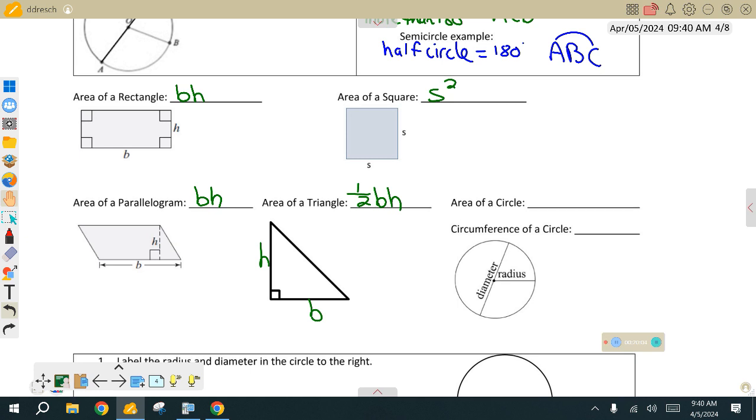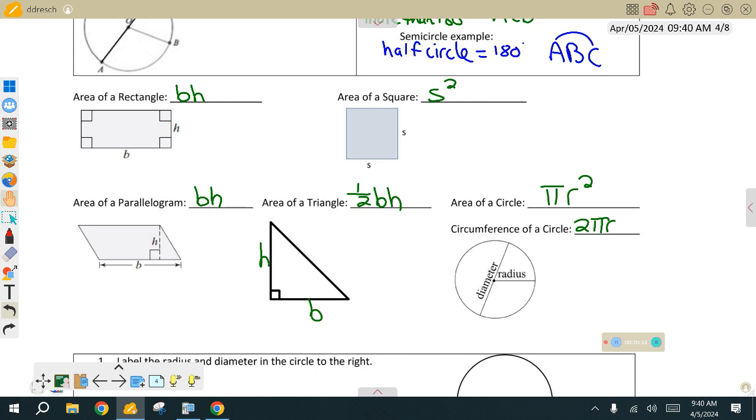So with that, all right, area of a circle, pi r squared, okay? Pi r squared. Got to know the radius, okay? Got to know the radius. Now the last one there is circumference. Julian? 2 pi r.